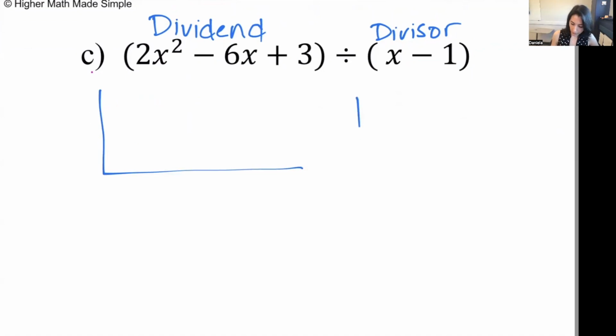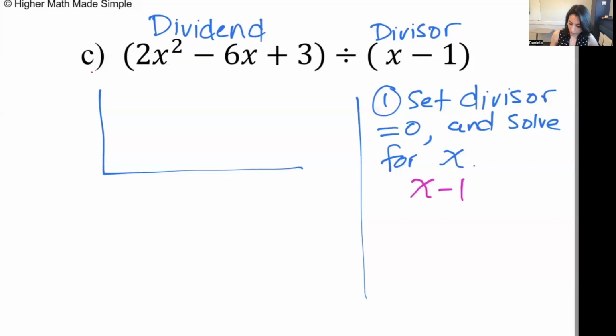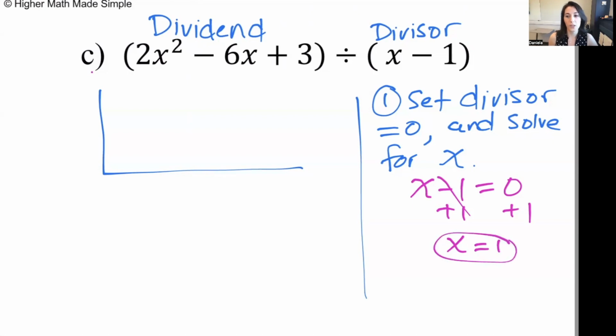So the very first step is you want to set the divisor, right? So I guess I'll just write the whole thing. You want to set the divisor equal to 0 and then solve for x. Okay, so essentially this is the root or the x-intercept of the dividend polynomial. So if we do that in this particular case, right, we're going to add 1 to both sides. And so we get x equals 1, right? So in the future, when you learn what's called rational roots theorem, you're going to find that this is the root of the dividend. And so then you would then just plug that into the synthetic division.